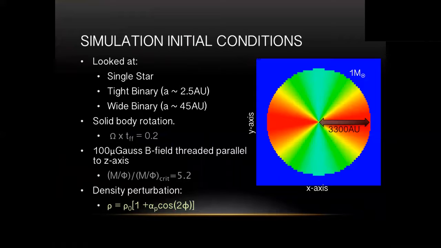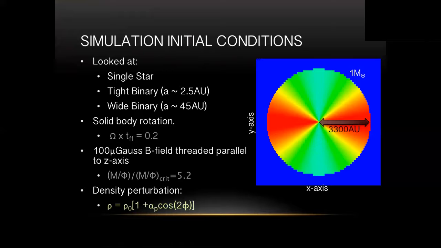I have a box, and in this box I simulate the formation of a single star to compare to a tight binary, because I believe the outflows would be dominated by the circumbinary disk, and a wide binary, because I believe the outflows would be dominated by the individual circumstellar disks. In this box, I start with a 1 solar mass cloud, which is spherical, and the cloud is given some rotation. There's also a magnetic field threaded through the z-axis.